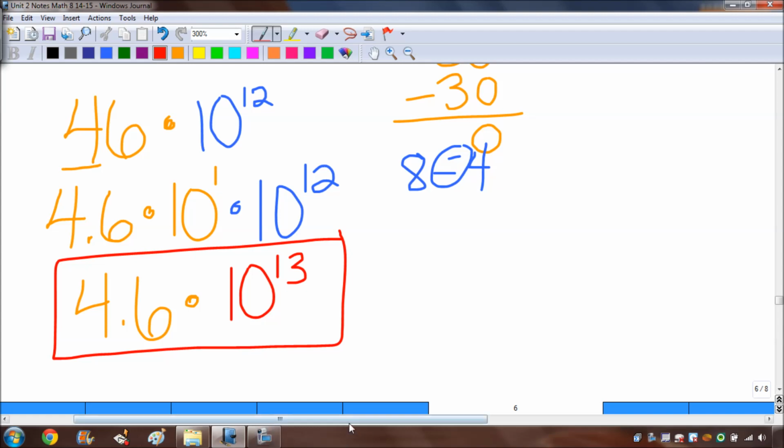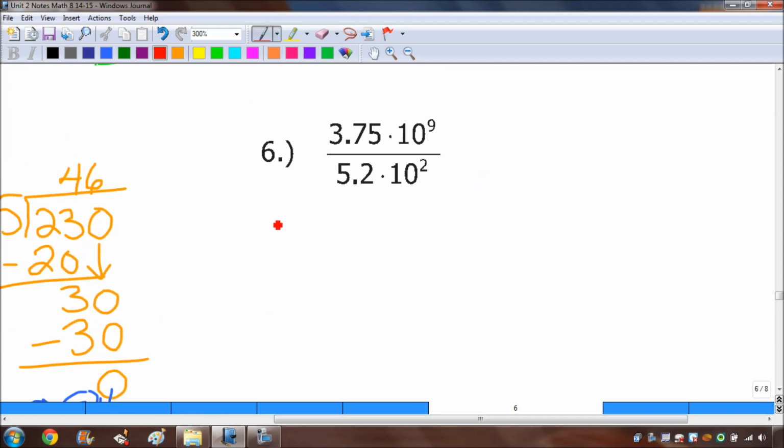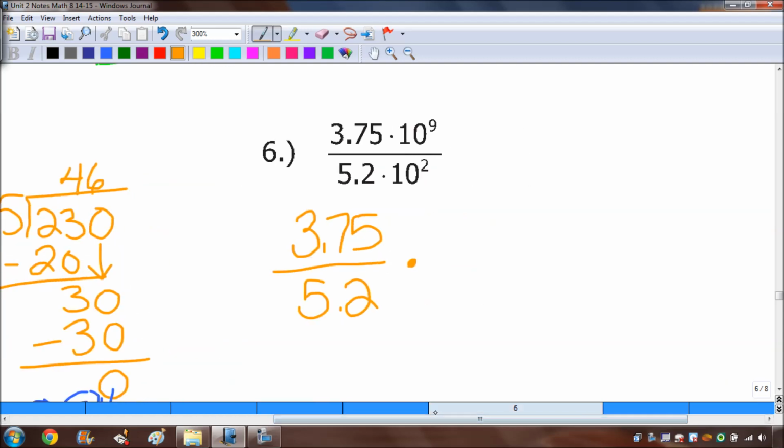Okay, we're going to do one last example together, and then we will be done for the day. So now this one is pretty tricky. First thing we're going to do is we are going to split up our division. So it's going to be 3.75 over 5.2 times 10 to the 9th power, over 10 to the 2nd power, okay?